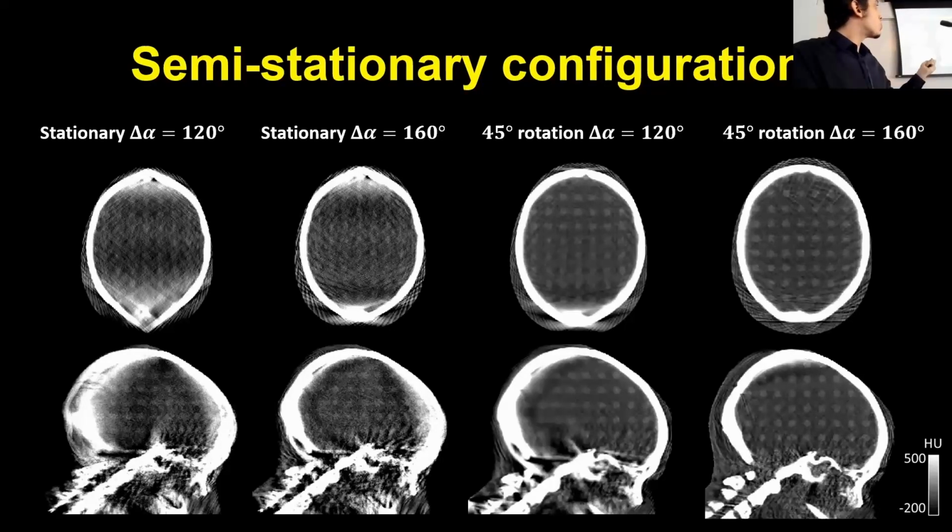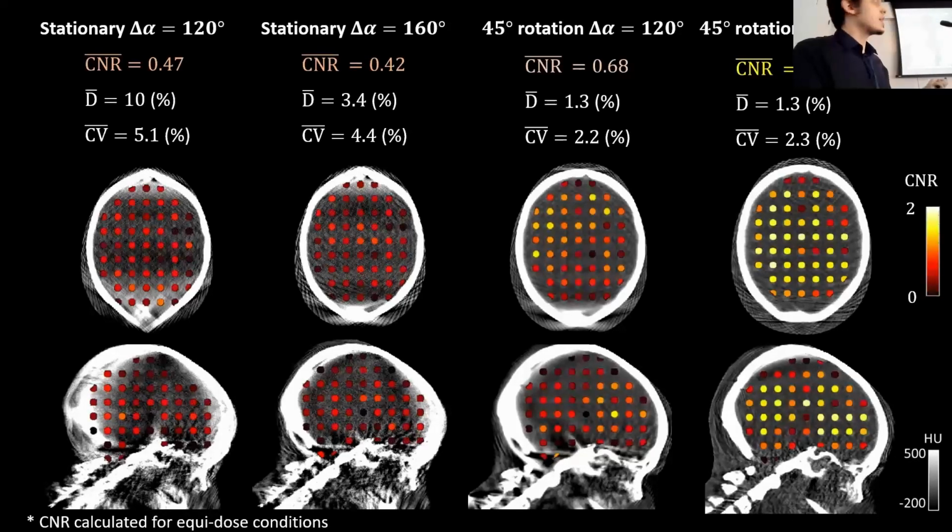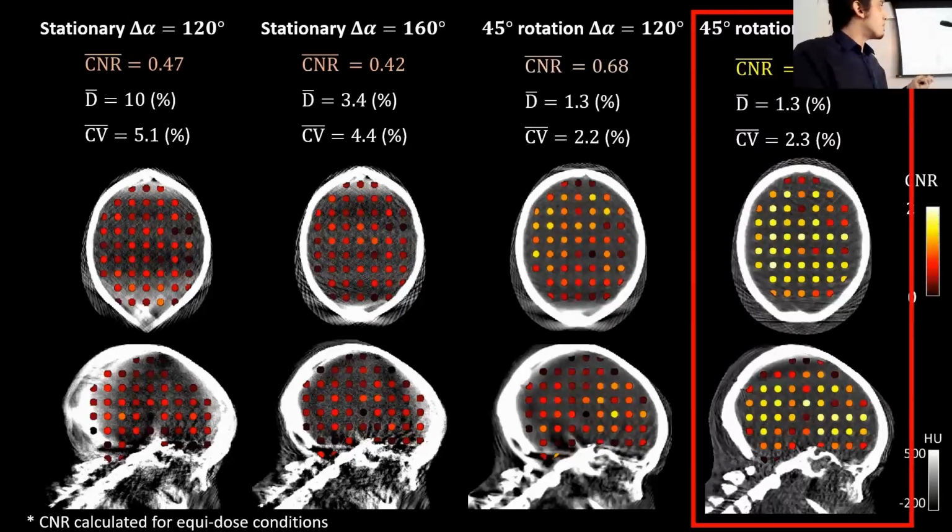If we go to quantification in these cases, here in the heat map you can see the contrast to noise ratio for the different bleeds in different regions of the brain. And you can see how for these configurations, we have a contrast to noise ratio close to 2 for many spheres in many regions of the brain.